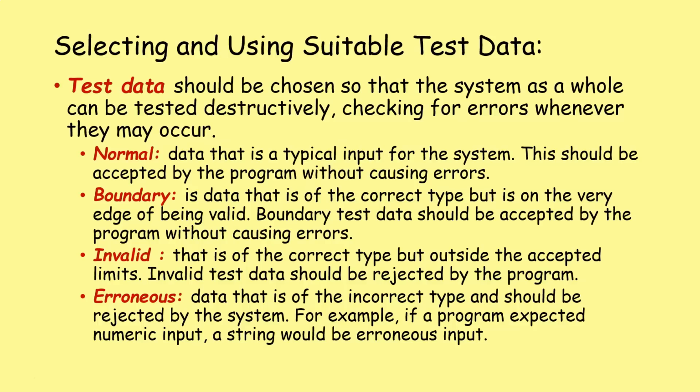Normal is data that is typical input for the system. This should be accepted by the program without causing errors. Boundary test data is data that is of the correct data type, but is on the very edge of being valid. Boundary test data should be accepted by the program without causing errors. Invalid is the correct data type, but it is outside of the accepted limits of the program. Invalid test data should be rejected by the program. And erroneous is where the data is of the incorrect type and should be rejected by the system. So the example is if a program is expecting a number, a string would be erroneous.